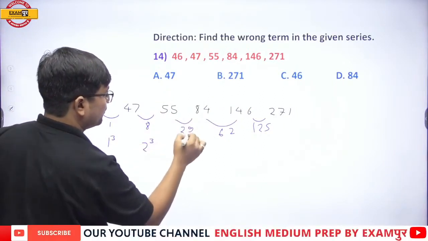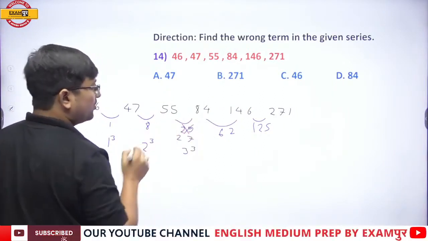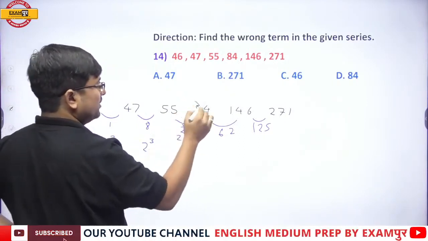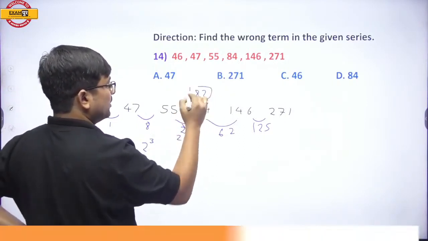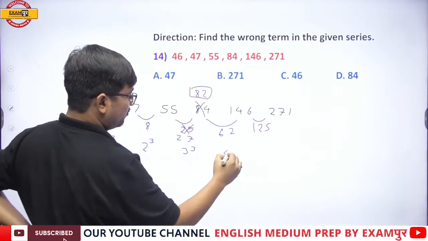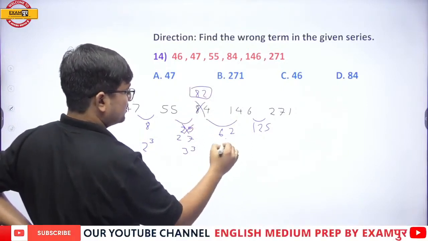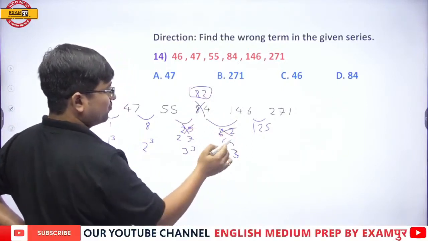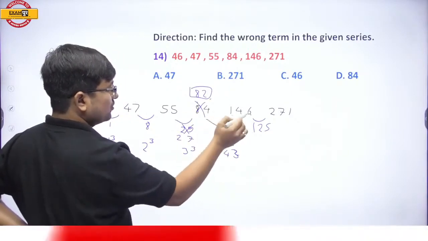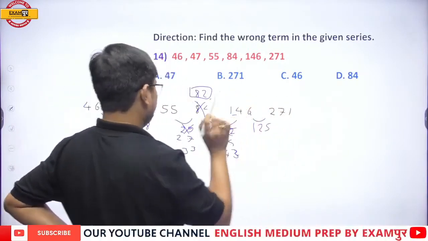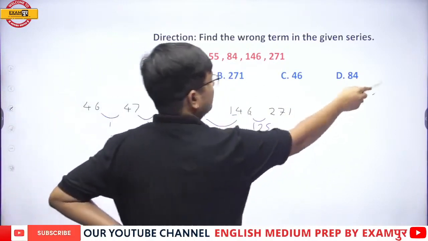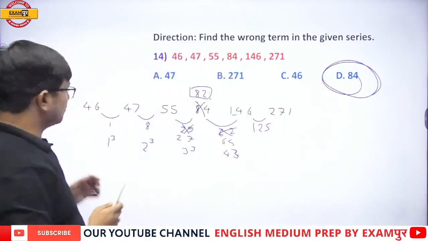Now, 3 cube will be 27. Now, the moment 27 will be there, this would be 82. Now, the moment 82 will be there, this will be 4 cube, which is 64. Okay, so 4 plus 2 is 6, 6 plus 8 is 14. And now this will be fine. So now the wrong term is obviously 84. In place of that, 82 should be there.